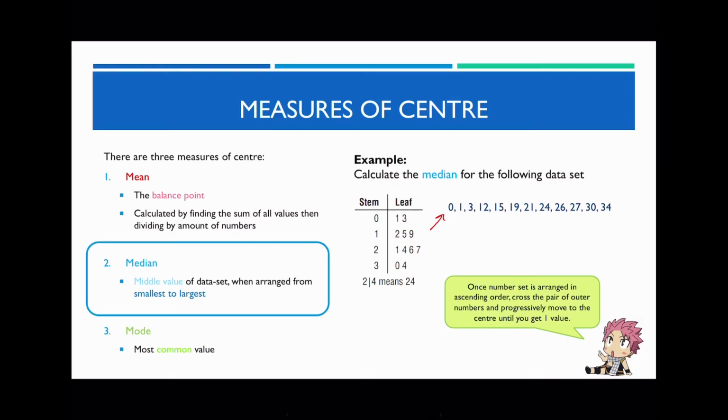Because I know that if I was to interpret this, 0, 1 just means 1. 0, 3 just means 3 because the 0 is a placeholder. It doesn't hold any significance. And the next value therefore should be 12, etc.